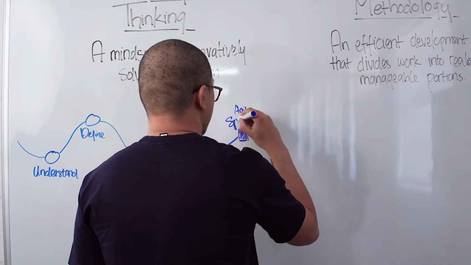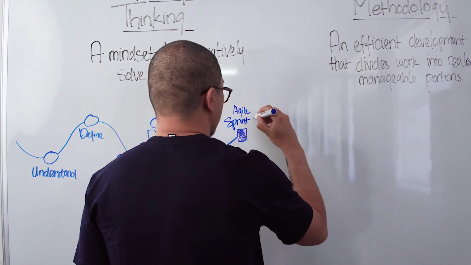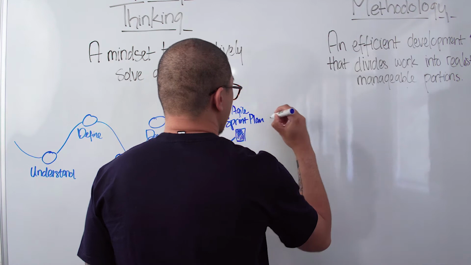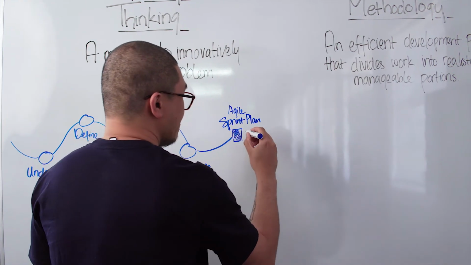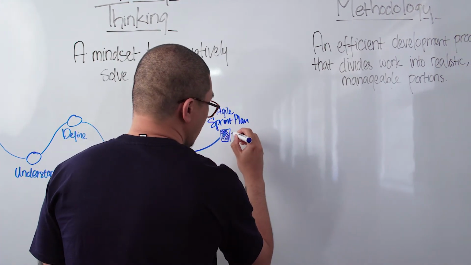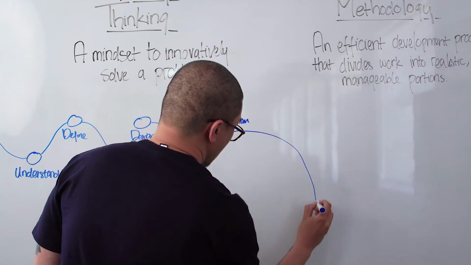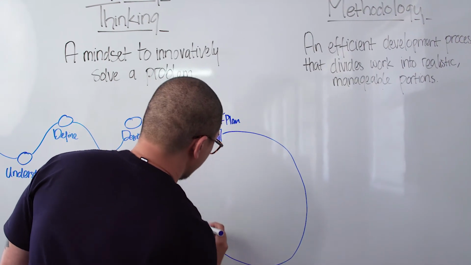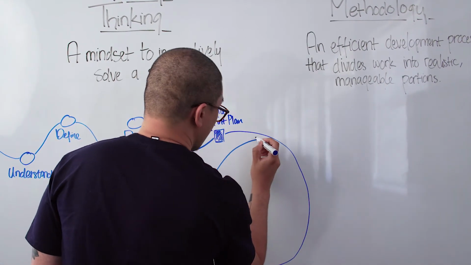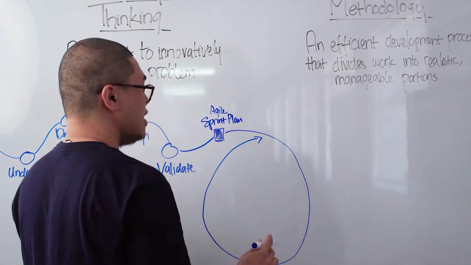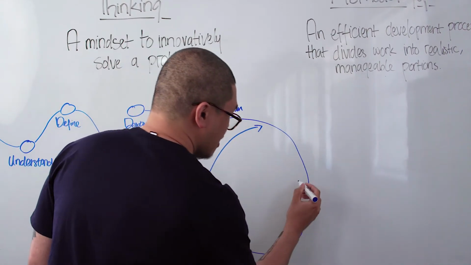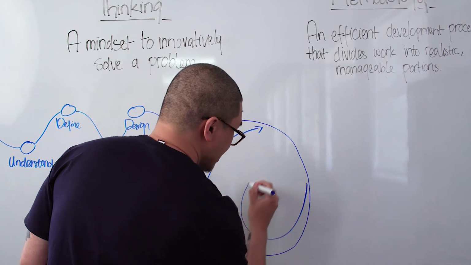Sprint planning. Okay, Agile sprint plan. And then from there, imagine if there's a loop. This is what an Agile sprint looks like. It goes one way around like that. And through here, you have what we call the daily stand-ups.